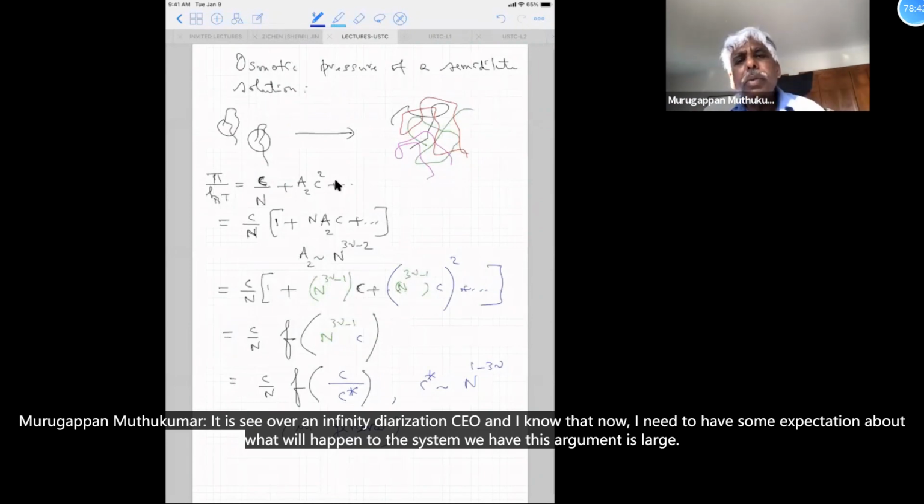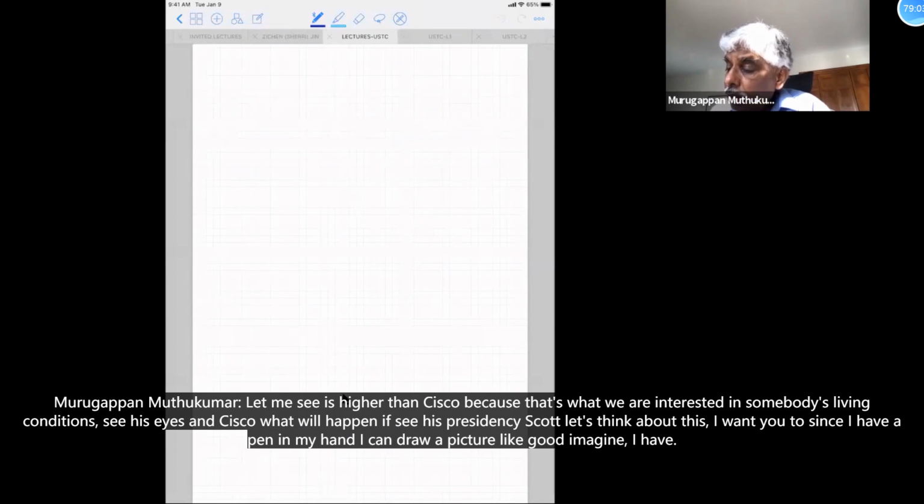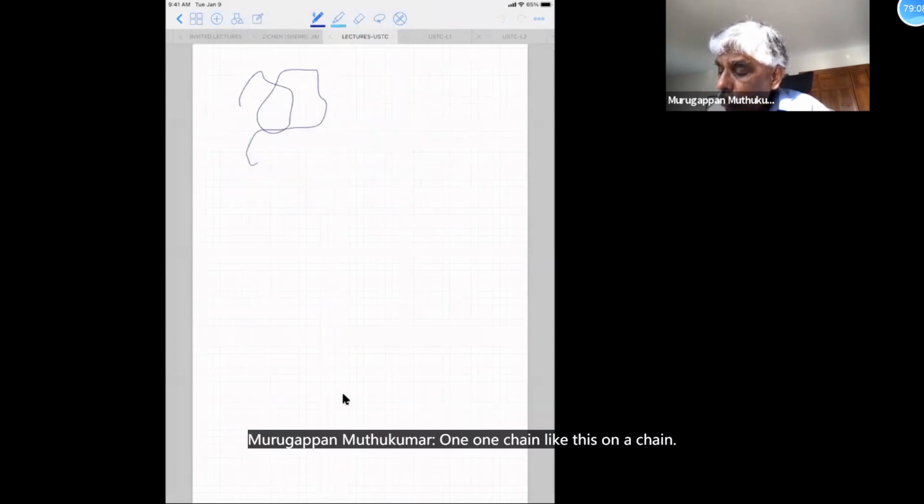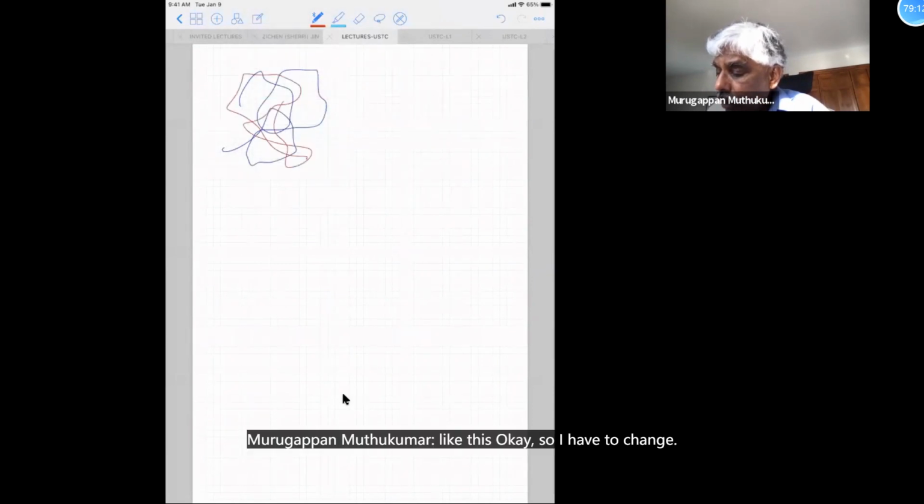Now I need to have some expectation about what will happen to the system if this argument is large. That means C is higher than C star, because that's what we are interested in. In semi-dilute conditions, C is higher than C star. What will happen if C is higher than C star? Now let's think about this. Since I have a pen in my hand, I can draw a picture like this. Imagine I have one chain like this, another chain like this.